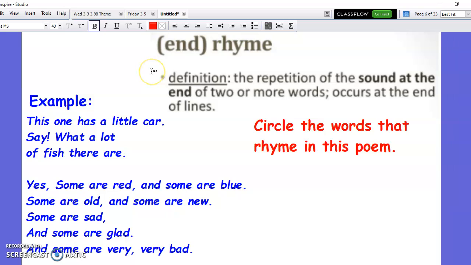Most poems that you're going to see on your test and the ones that we go over in class are going to have an end rhyme. This definition means the repetition of the sound at the end of 2 or more words occurs at the end of lines. Circle the words that rhyme in this poem. This one has a little car, say what a lot of fish there are. Car and are rhyme. So when you're looking for the words that rhyme in a poem, don't look over here. You're not circling words here at the beginning or the middle. You're always looking at the words at the end. Blue, new, sad, glad, bad.